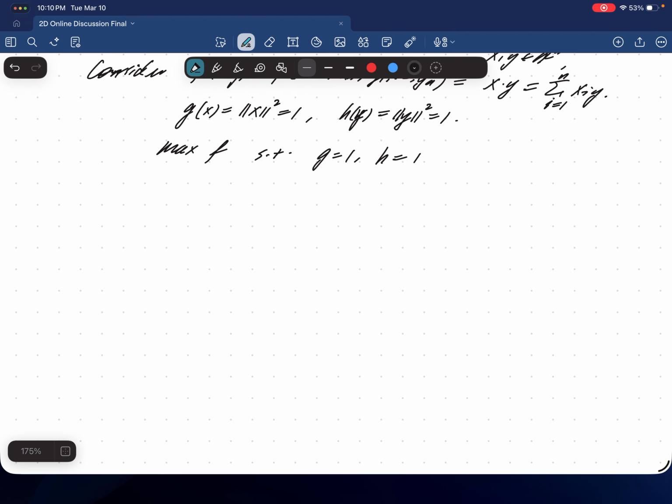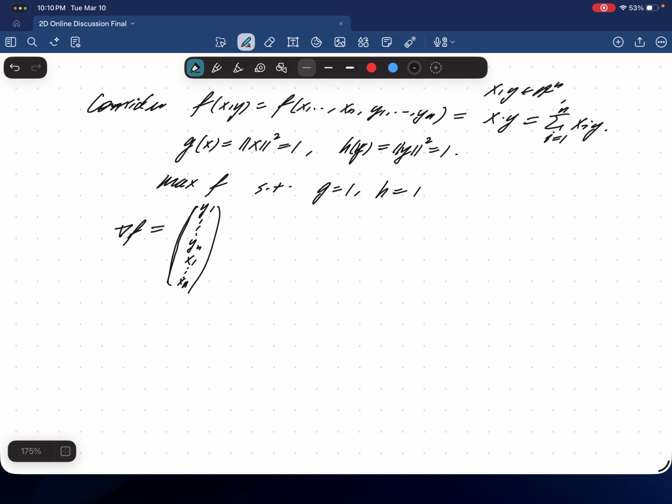So the first step is to compute all the gradients. So the gradient of f is equal to y1 all the way to yn, x1 all the way to xn. Because this thing is a huge sum, and if you take the partial with respect to xk, you will just get yk. If you take the partial with respect to yk, you will just get xk, hence this factor.